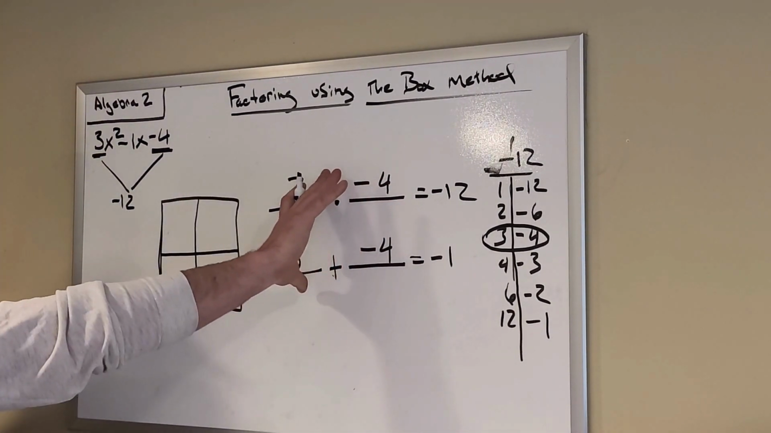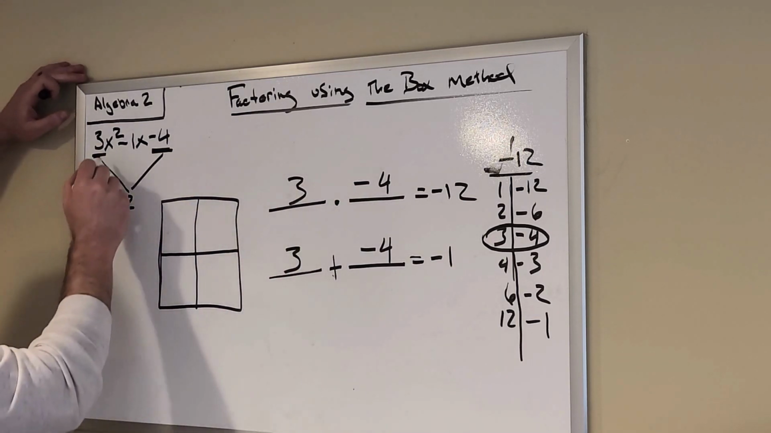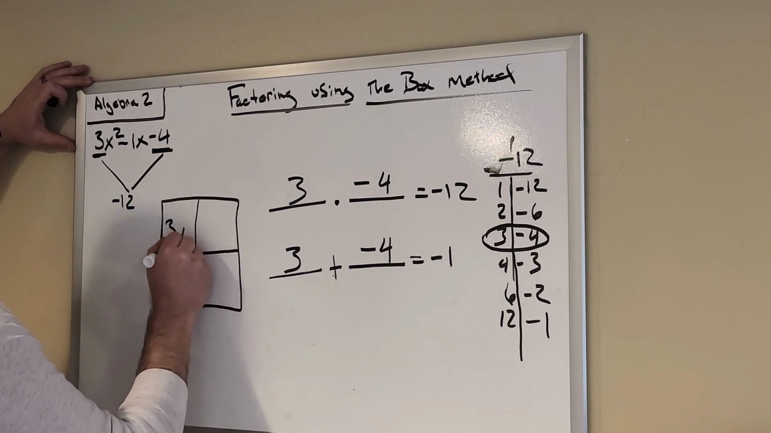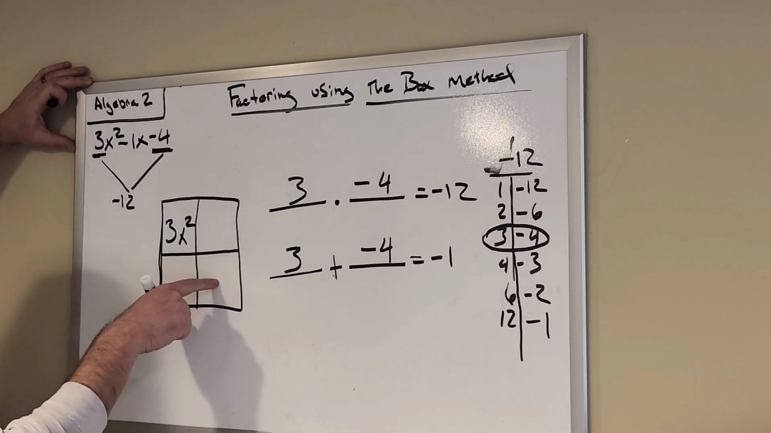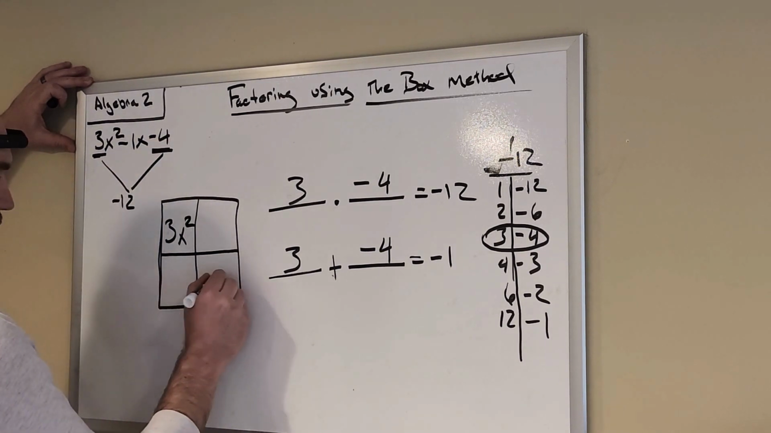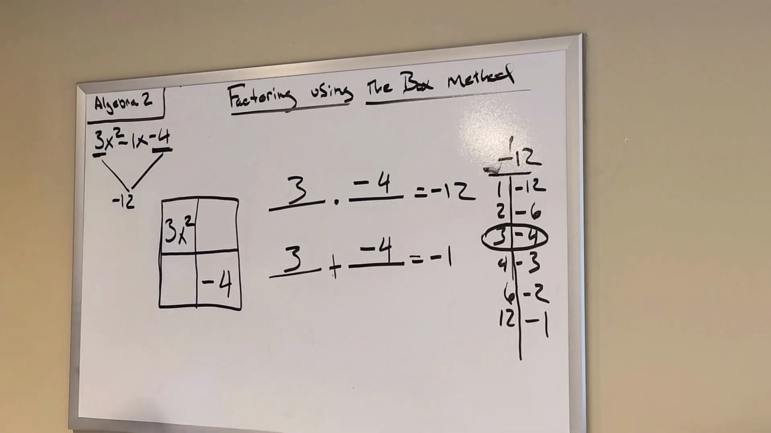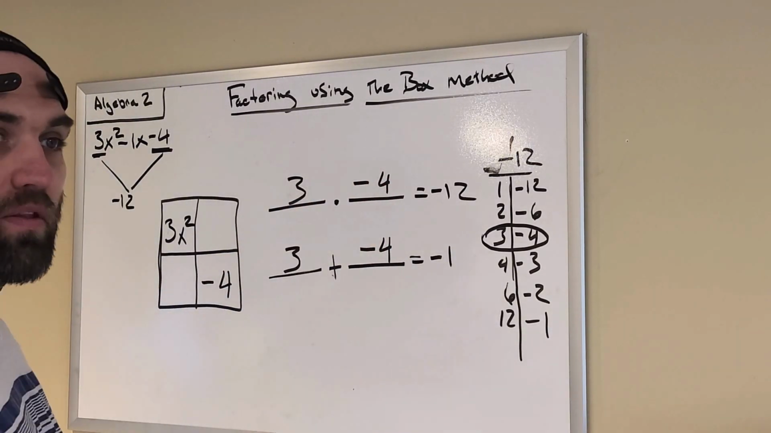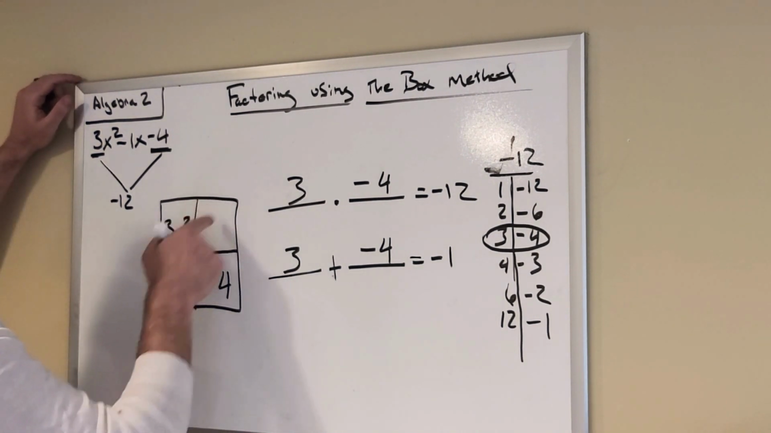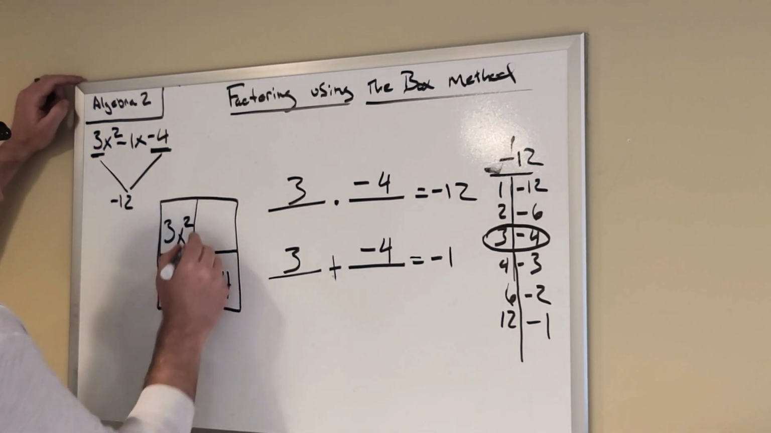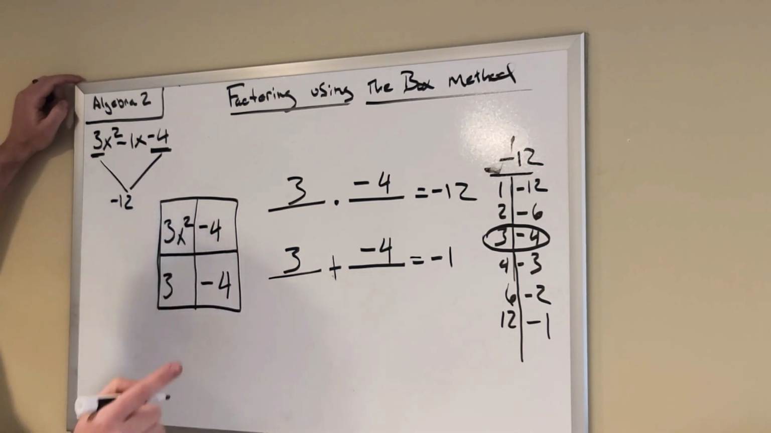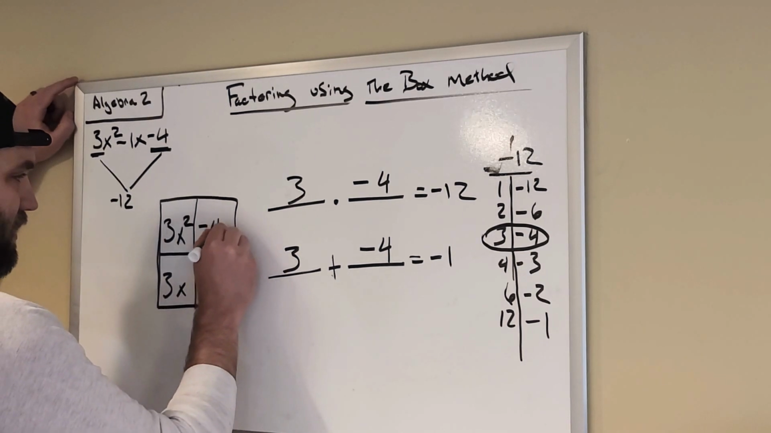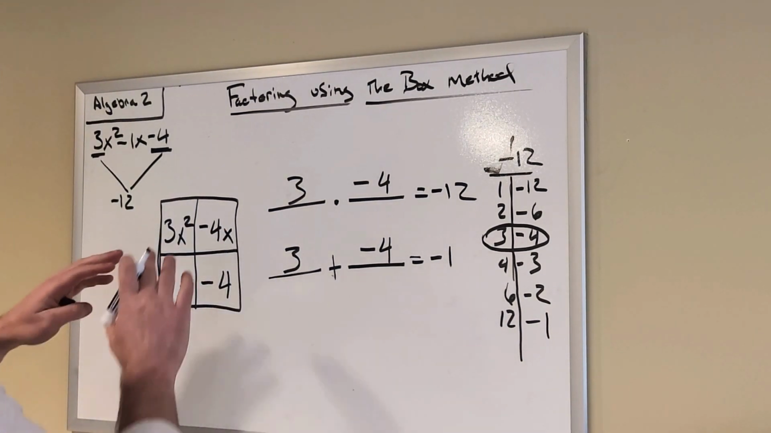Set this over here, leave this for a second, and all I'm going to do now is take this first term, the 3x squared, and put that in this box here. And then in this box over here, I'm going to put my negative 4. All right? And then I come back over here and I take these two numbers I found, the 3 and the negative 4, and I put them in these two boxes, 3 and then negative 4. It doesn't matter which box you put them in, but you do have to attach an x to them. So just attach that x to them, and that's our setup.